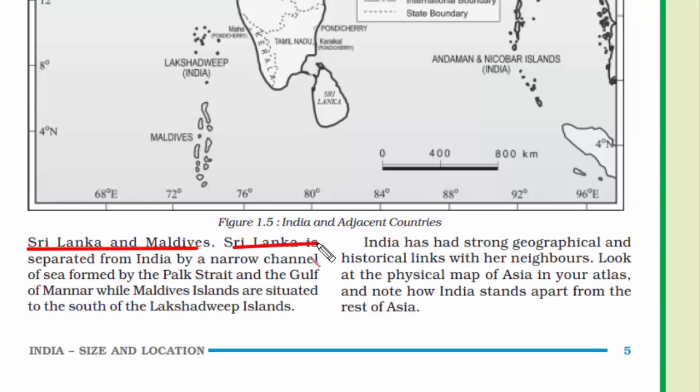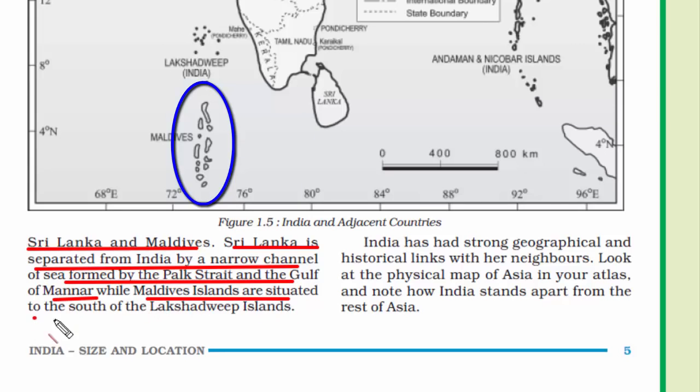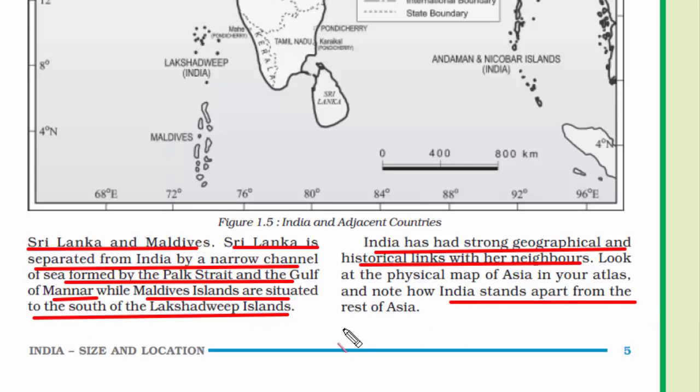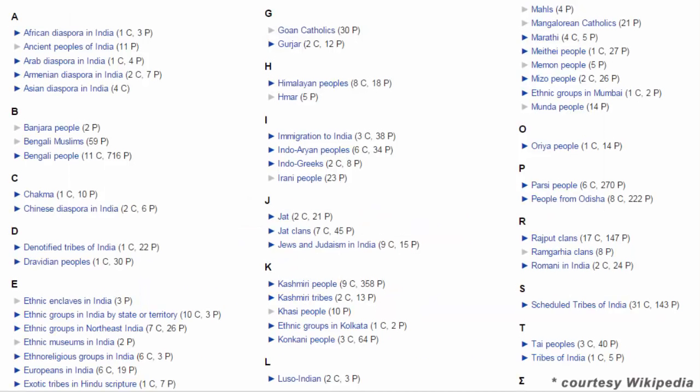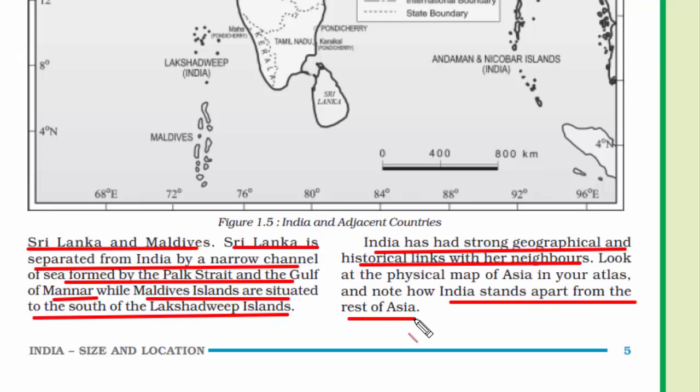The narrow channel of sea between India and Sri Lanka is called Palk Strait or Gulf of Mannar, and Maldives are situated to the south of Lakshadweep Island. And India stands apart from the rest of Asia because India has all major ethnic groups found in Indian subcontinent. Some of the ethnic groups in India consist of African ethnicity, then you have Chinese diaspora, then Dravidian people, then we have Iranians, Indo-Greek, Indo-Aryan, we have Jews, Europeans, French ethnicity. All these ethnic groups exist in our country, and that makes India totally different from other Asian countries.